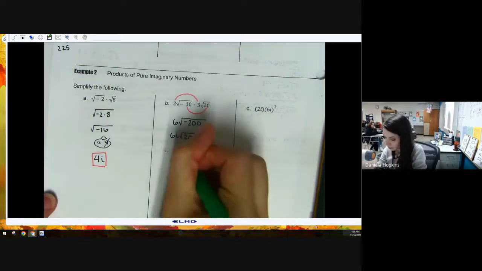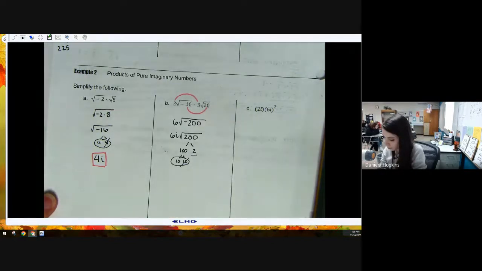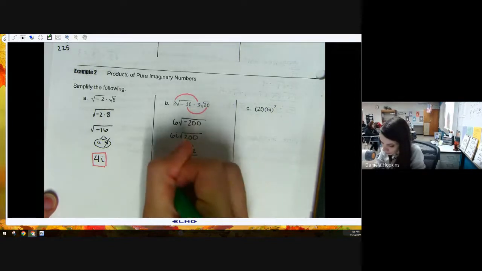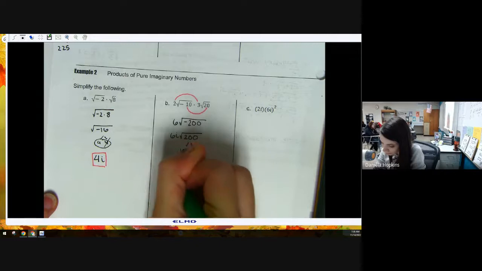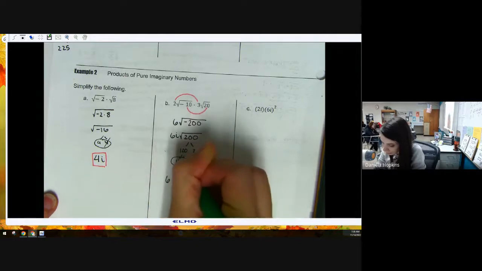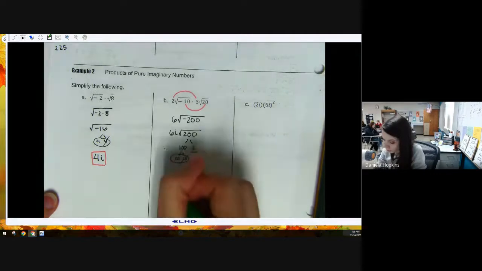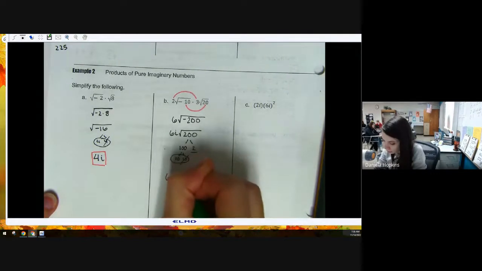I meant for the 100. Actually, it could be 25 and 4 instead. You could, but if you do the 10 and 10, you already have a pair there. So the 10 comes out, and you already have a 6 out there. So it's 6 times 10i times the square root of 2. So you end up with 60i times the square root of 2.